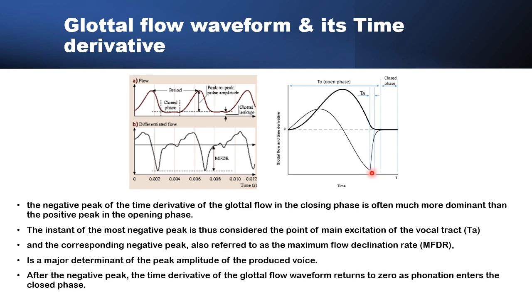The instant of the most negative peak is considered the point of main excitation of the vocal tract. And the corresponding negative peak in here is referred to as the maximum flow declination rate. This is a measure determinant of the peak amplitude of the produced voice.